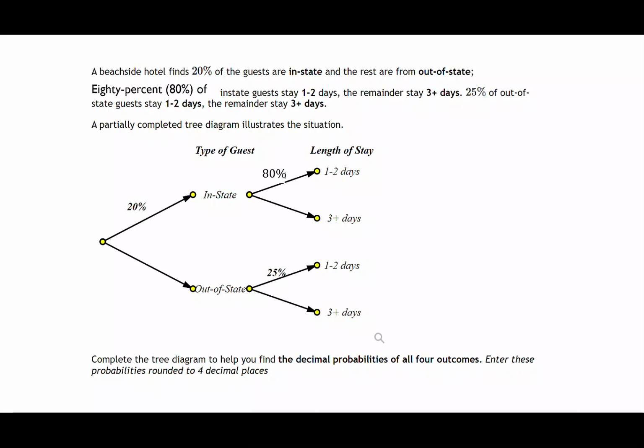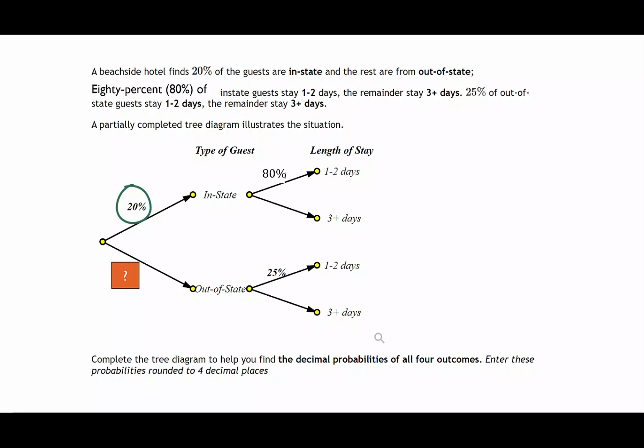As we put in our answers, we want to leave a lot of decimal places, so we are going to put in 4 decimal places as needed. Our tree diagram starts by splitting into 2 choices. The type of guest is either in-state or out-of-state. Then for each type of guest, we look at the length of stay as being 1 to 2 days or 3+ days. So we already know that 20% of the guests are in-state, so what percent would be out-of-state?